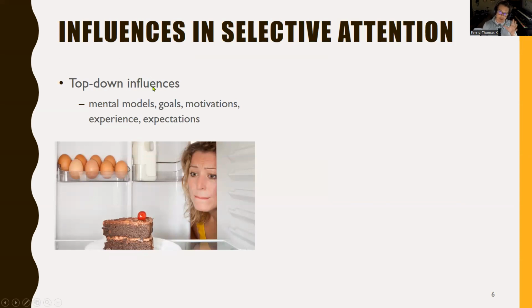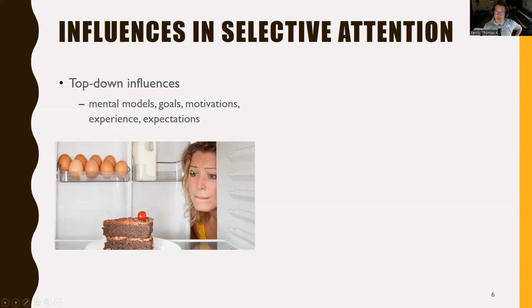Top-down influences are a little easier for me to explain first because they're everything that comes from inside your head, or the top of your body down, is a good way to think about it. What this stands for is: what do I know about the context? Where do I think there are interesting things already? What are my expectations? What are my goals with this current search for information?